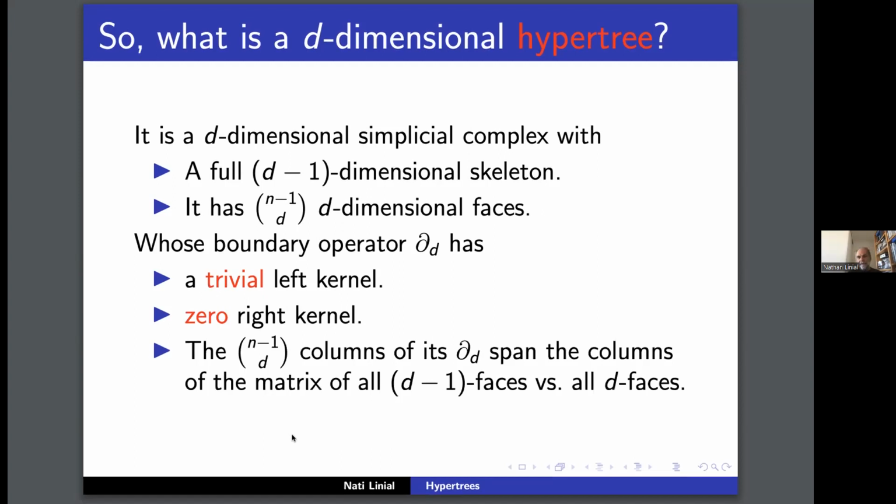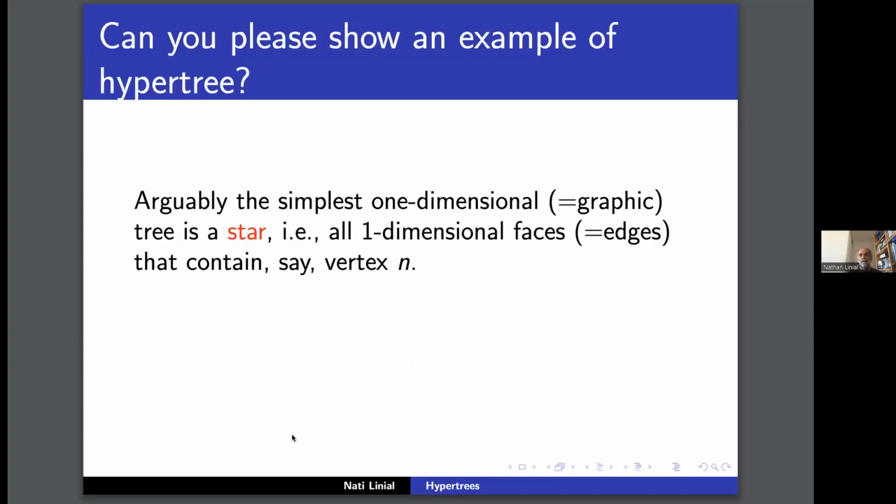And in a different way, again, almost repeating almost verbatim what we said before about graphs, the n-1 choose d columns span the columns of the full matrix, what would be the complete graphs in the previous, okay. So we want to see an example. Can we see an example?